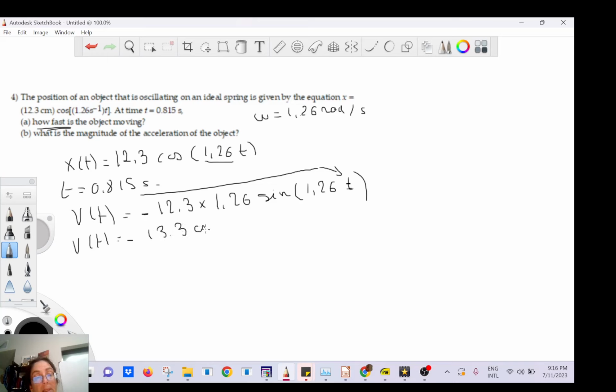13.3 centimeter per second. So you see, it's negative. If it's negative, that means it's pointing this way, right? So if it's a spring, we are back to the, so it's going to be at that position here.